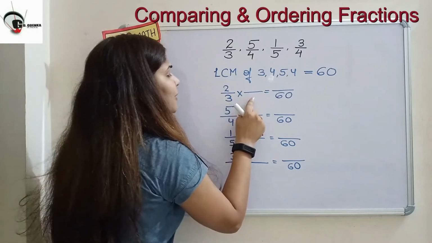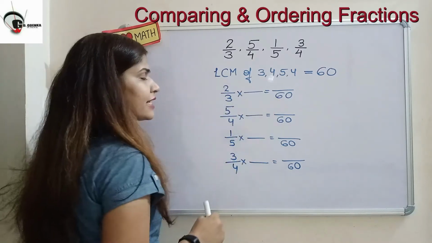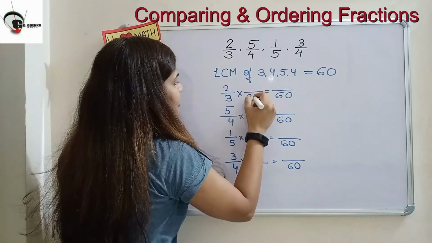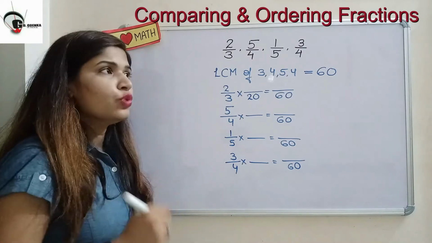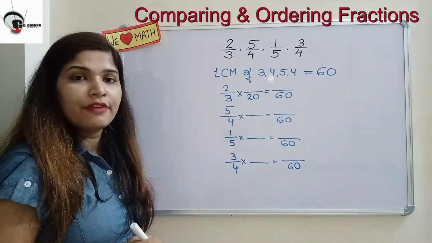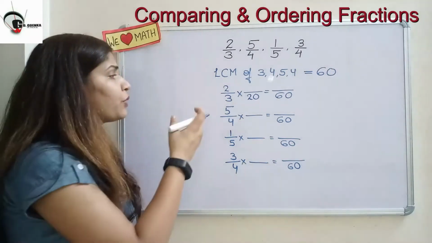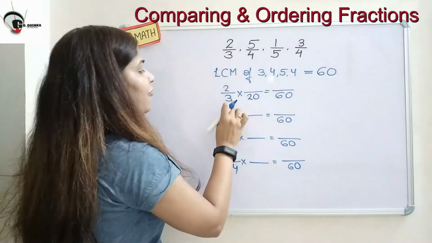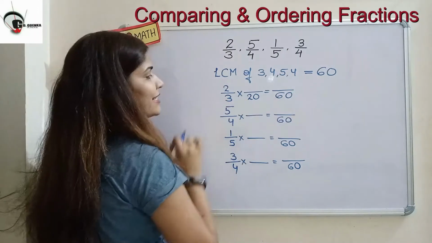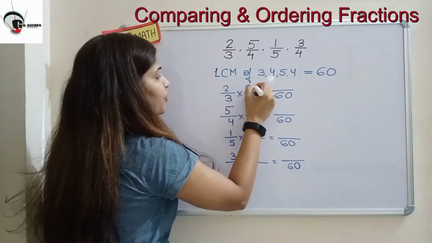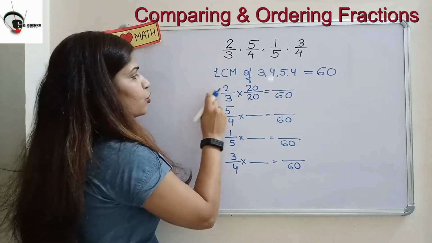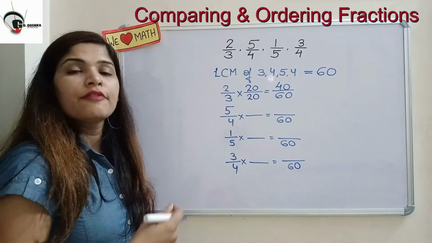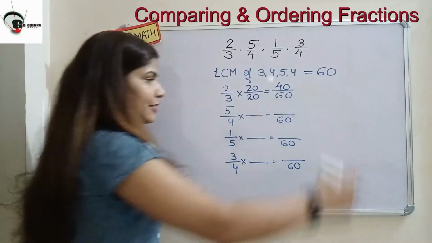What do I need to multiply with 3 to get 60? Yes, you are right, it is 20. There is a rule, children, for making an equivalent fraction: whatever we do with the denominator, we have to do the same thing with the numerator as well. So if I have multiplied 3 by 20 to get 60, I am going to multiply the numerator 2 also by 20. 2 twenties are 40. Now we have a new fraction with the denominator 60.